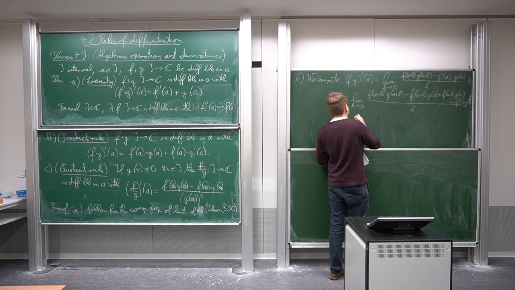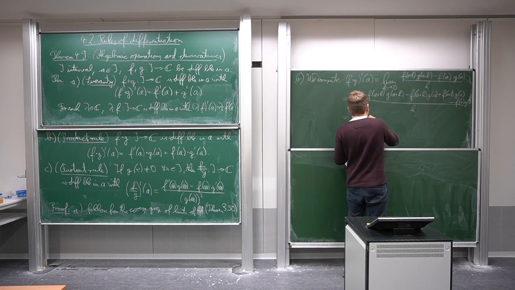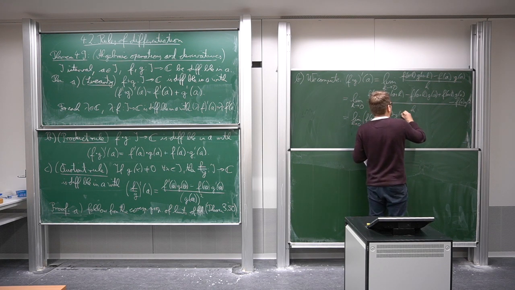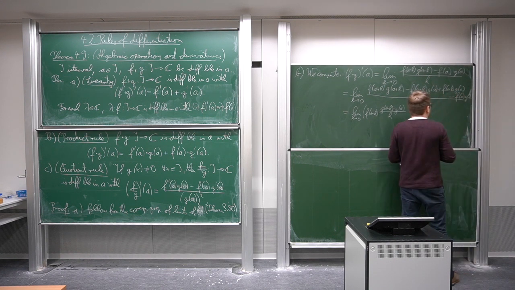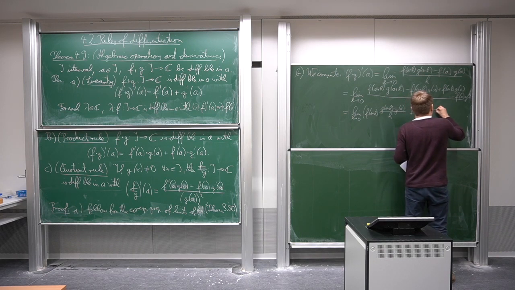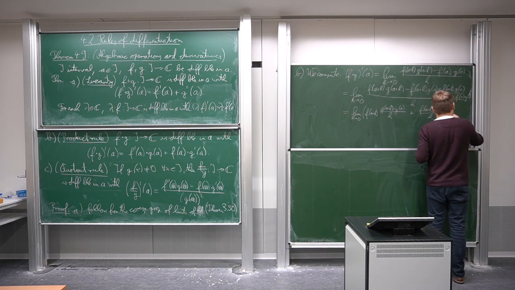Now we split this up into two. For the first two terms we can factorize f(a+h), so this is the same as the limit of h going to 0 of f(a+h) times (g(a+h) minus g(a)) divided by h. And for the last two we can factorize out the g(a). So this is plus (f(a+h) minus f(a)) divided by h times g(a).